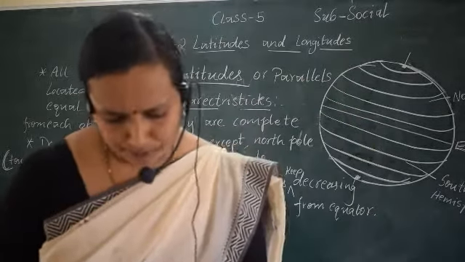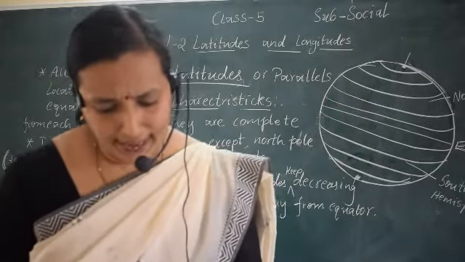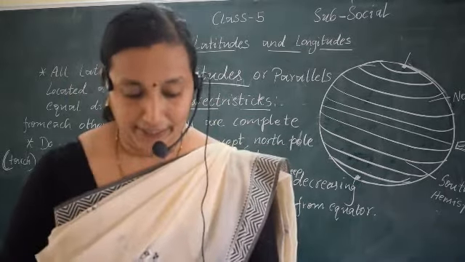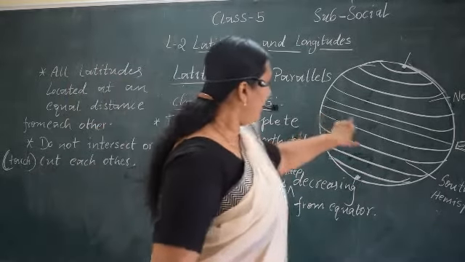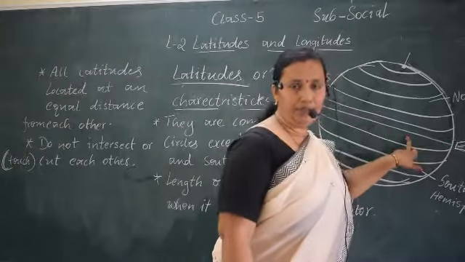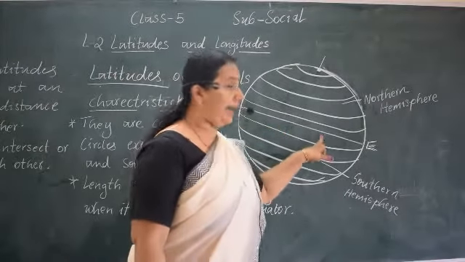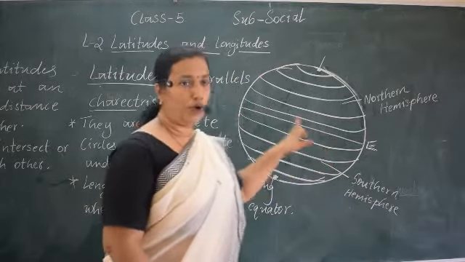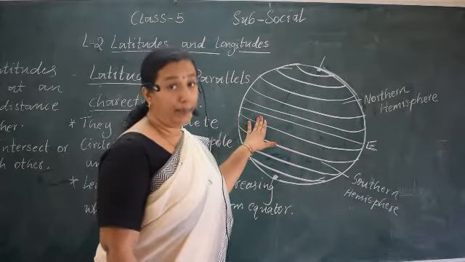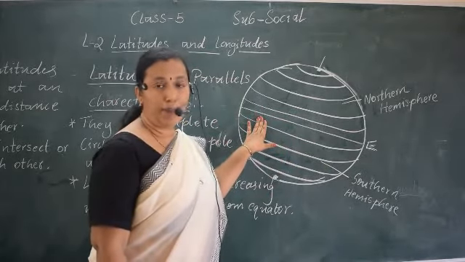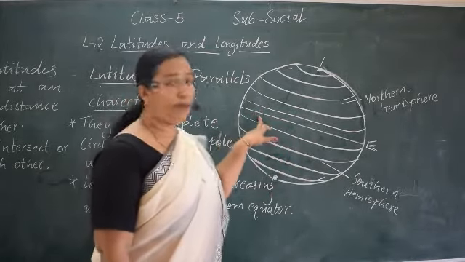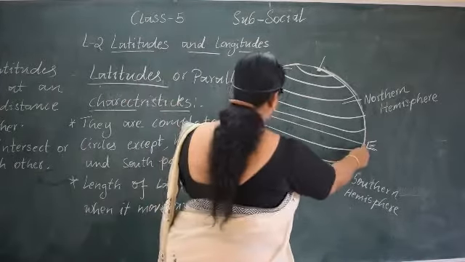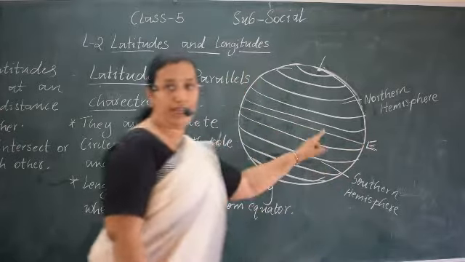Next one. The equator is the longest latitude as it runs through the widest part of the earth. So this is the equator line. This equator line runs through the widest part of the earth. Already I told you, longest latitude, or the important parallel. Equator is the important parallel. Why do you know that? This is the widest part of the earth. This moves through this part.